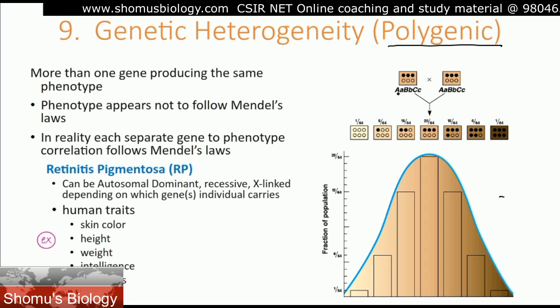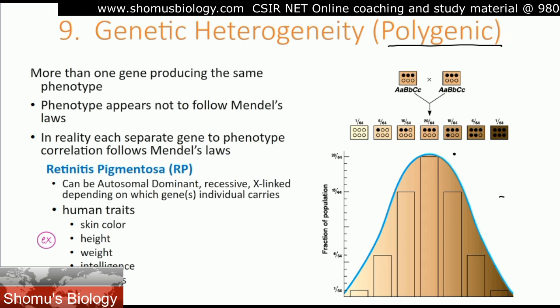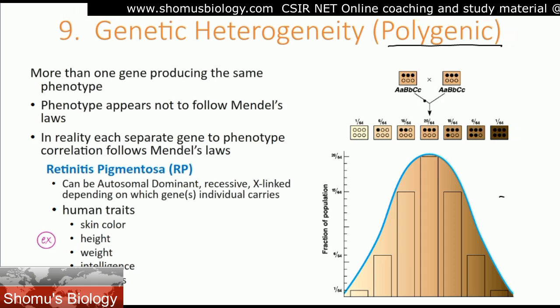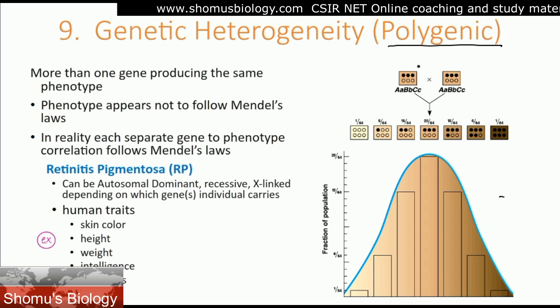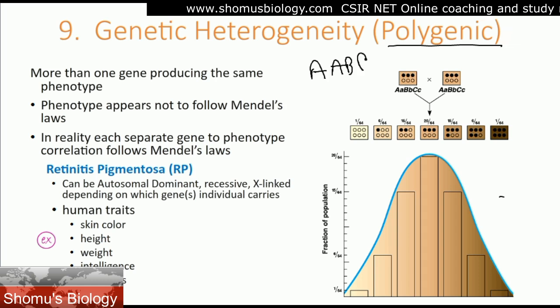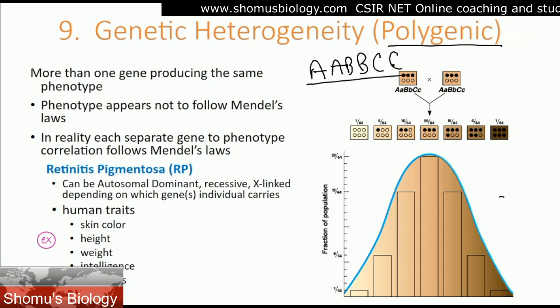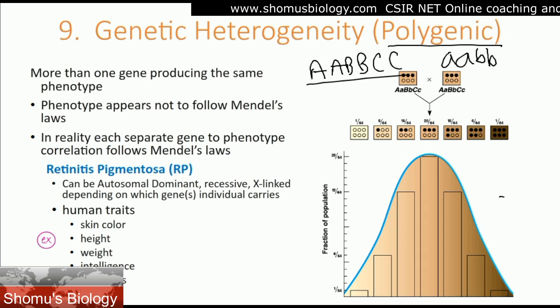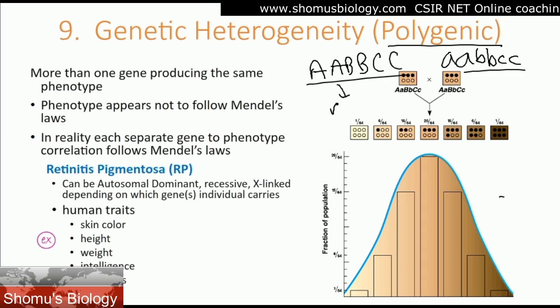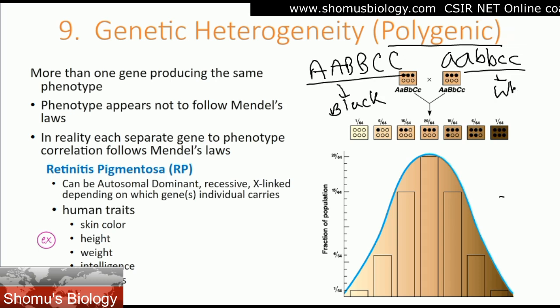So one such example, if we look at the skin color of humans, let's say there are three genes regulating the skin color, gene A, B and C. So here we can see capital A, capital A, capital B, capital B, capital C, capital C. This is one full dominant version of these genes, and the full recessive version, small a, small a, small b, small b, small c, small c. So let's say in this case the capital means black and small recessive means white.